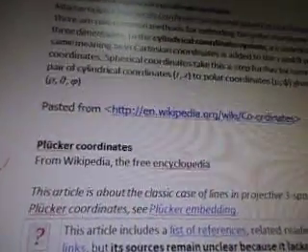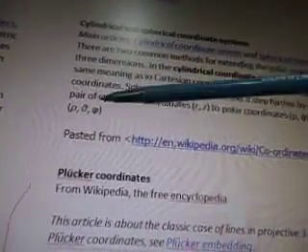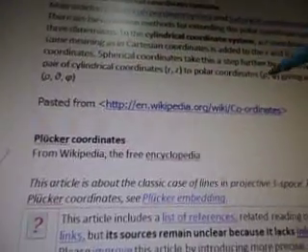Now, I kept seeing these symbols. I didn't know what they meant. So that's something we can look to in the future, coordinates, okay?